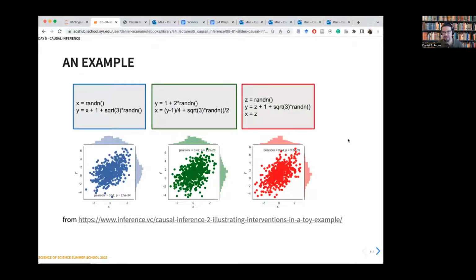So any questions about this? I find this very illuminating. It's just such a simple example of what's the problem with just using data to try to make causal inference claims.